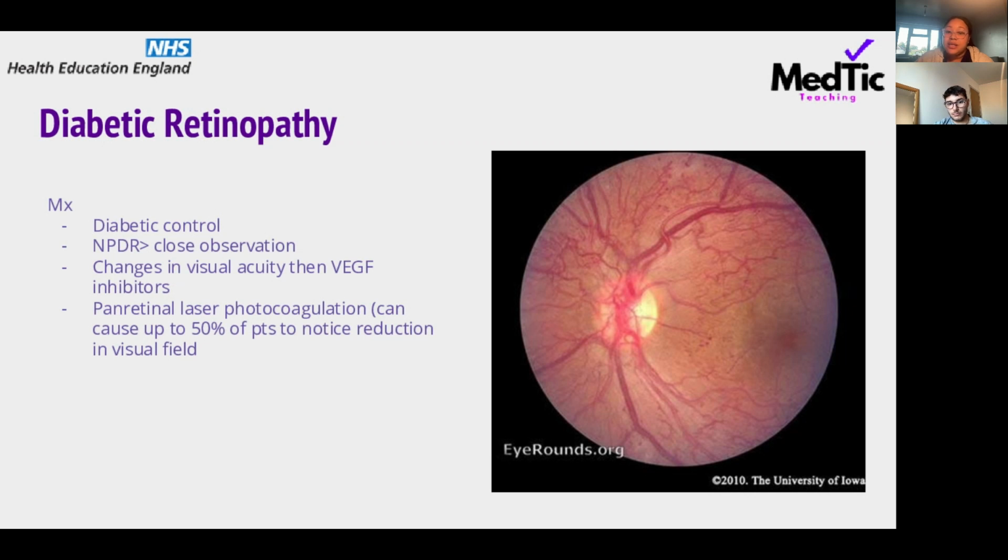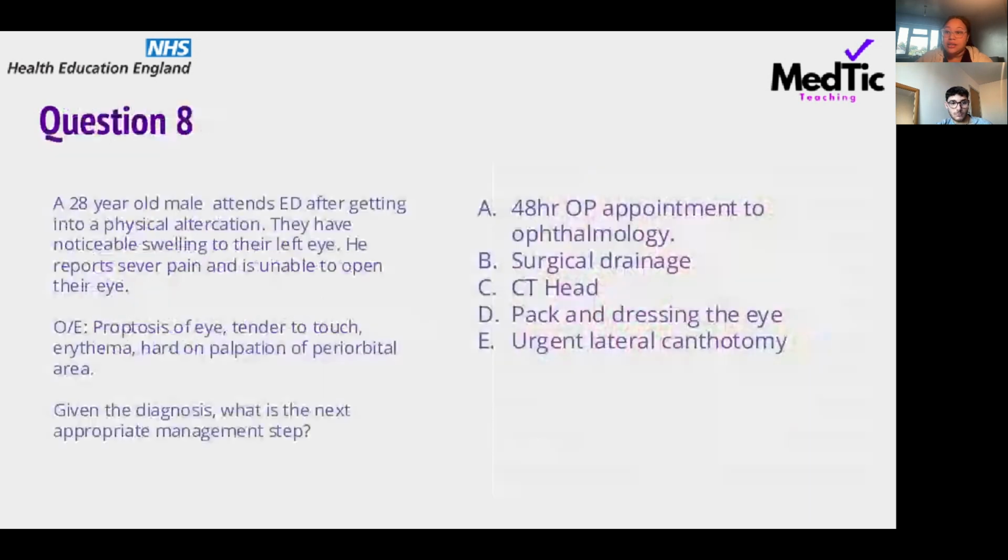With proliferative, if we see changes in visual acuity, then you can consider anti-VEGF inhibitors to prevent new blood vessel formation. Depending on how severely visual acuity has been affected, patients could also be referred for pan-retinal laser photocoagulation, basically zapping the back of the eyeball to try and reduce the number of vessels. But patients could also have a reduction in the peripheral vision, in the areas that the laser treatment has been administered to. Yeah, so if we go on to the next slide, please.